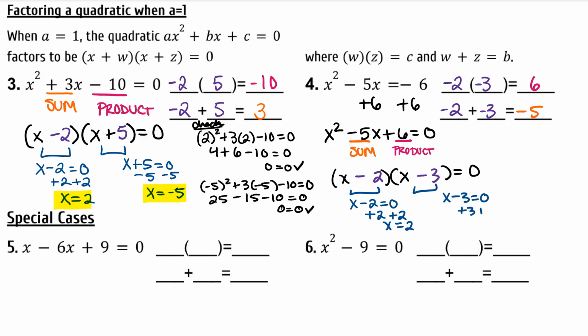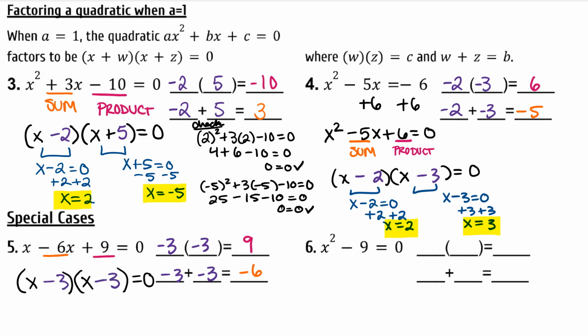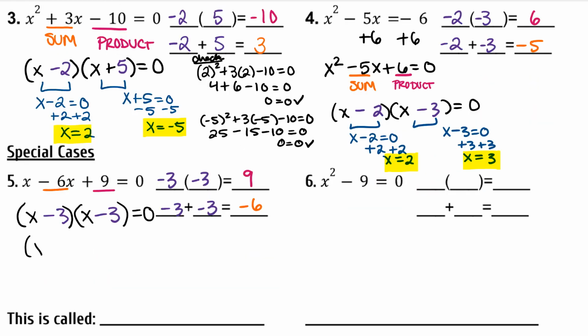For number 5, the product should be 9, and the sum should be -6. What could be your result? -3 and -3. Go ahead and write this in factored form. Guess what? We have a quantity being multiplied by itself. So we can actually rewrite this as this quantity squared.